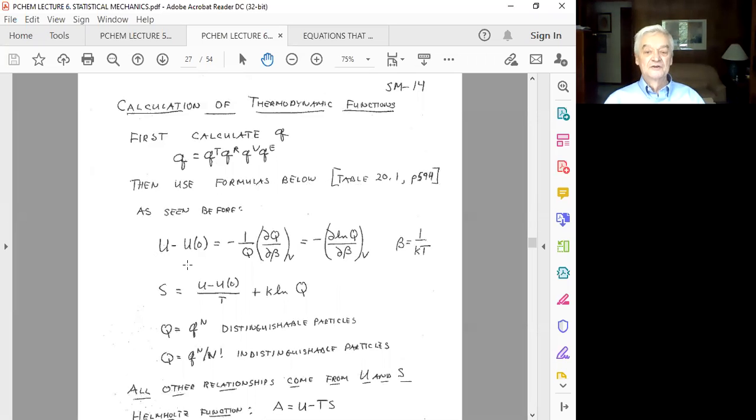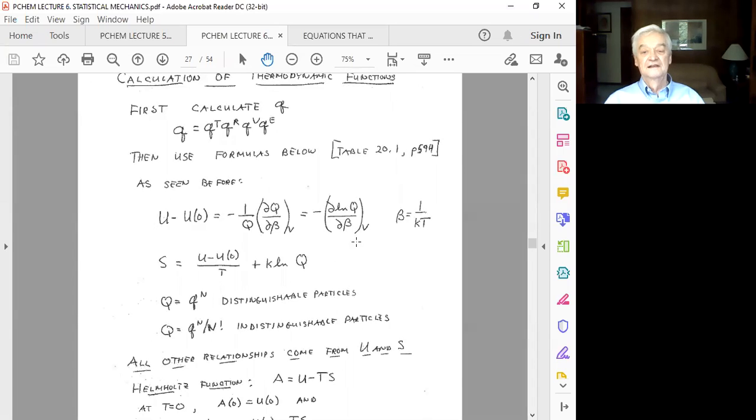The internal energy in terms of capital Q is written like this. I actually recommend you use the minus N over little q, dq d beta, because you always calculate little q first, and it's a lot easier to use that. The entropy, we've just seen today, is the internal energy over the absolute temperature plus k log Q.